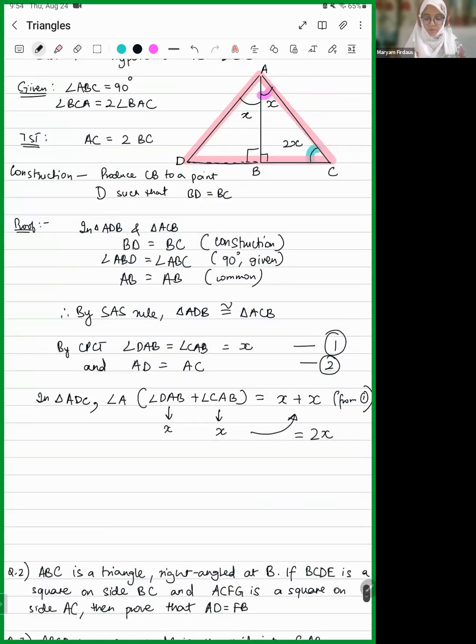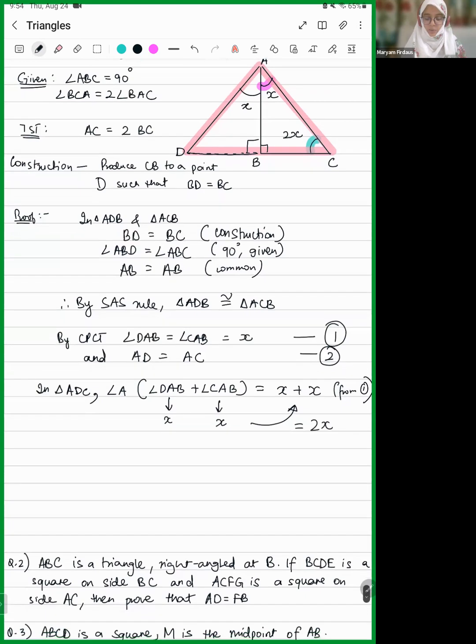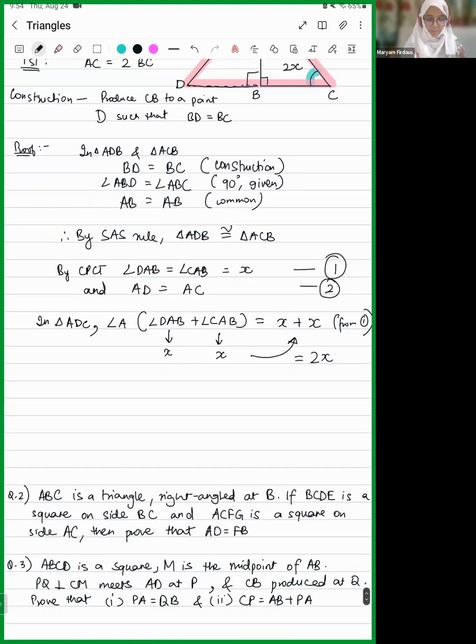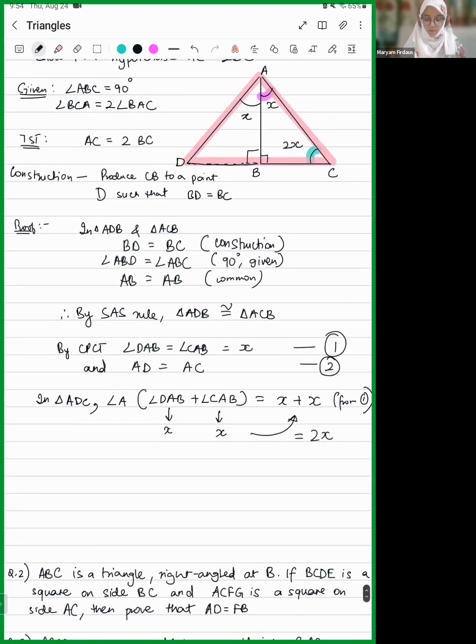Angle A is equal to 2x. Also, angle C is already 2x, given. And that is also given. Okay, now look here.